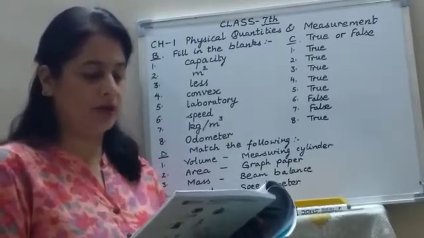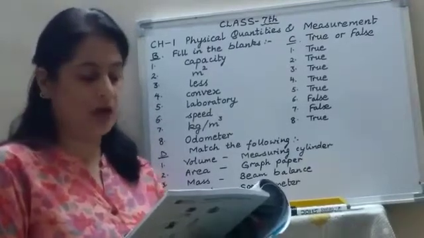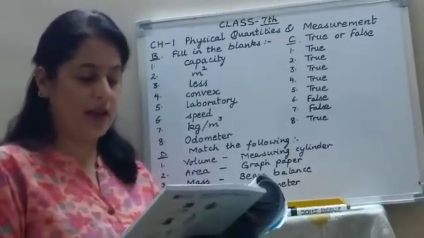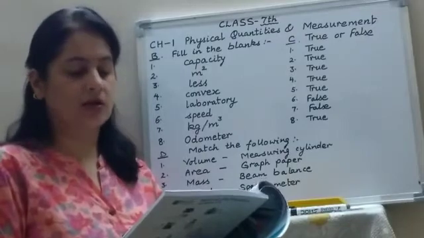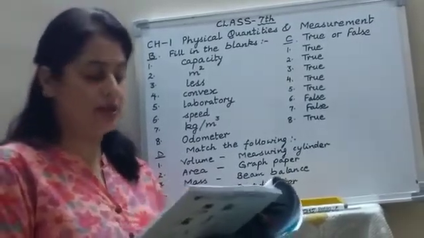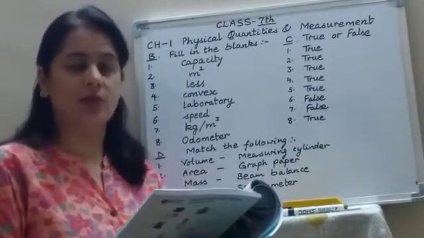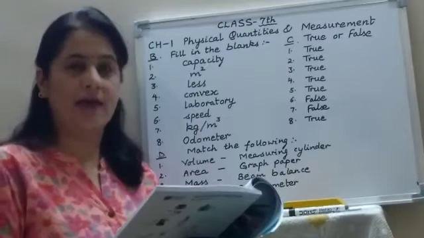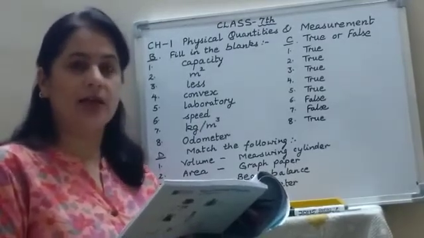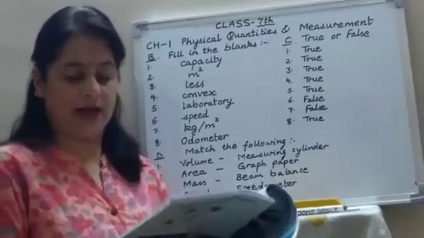Now the second part of the question is 1 liter is equivalent to dash. So what will come? 100 ml, 1000 ml, 10 millimeter or 10 kilogram. So the answer is B part. That means 1 liter is equivalent to 1000 ml. ml means milliliter.